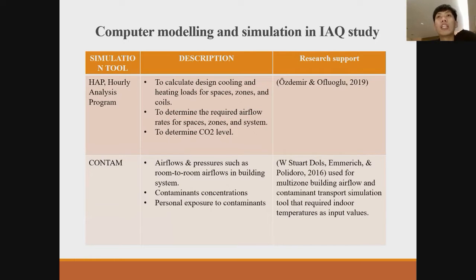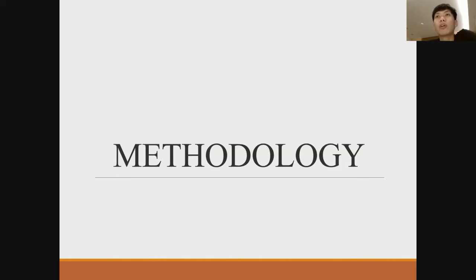In modeling and simulation, I chose HAP, Hourly Analysis Program, which is used to calculate the design cooling and heating load for space, zone, and coil, to determine the required airflow rate for space, zone, and system, and also to determine the CO2 level. However, CONTAM is used to determine the airflow pressure, such as room-to-room airflow in a building, and the contaminant concentration as well. And we go to methodology.